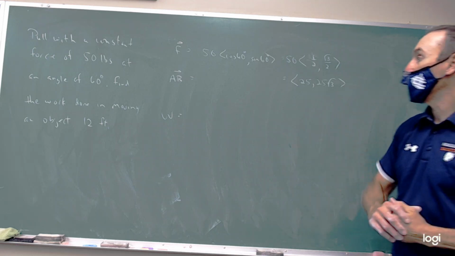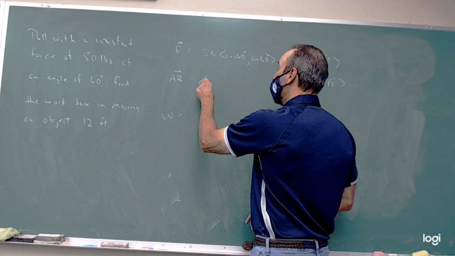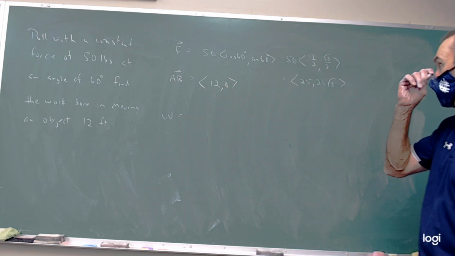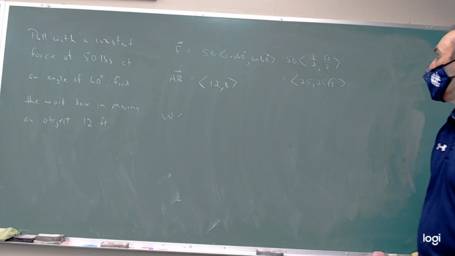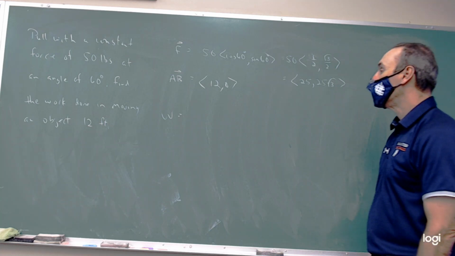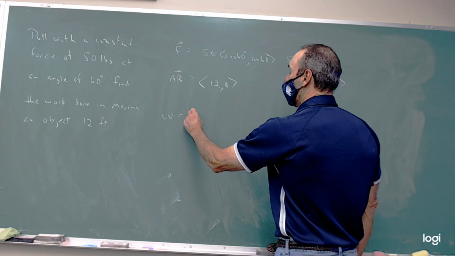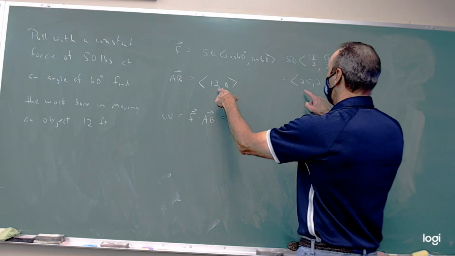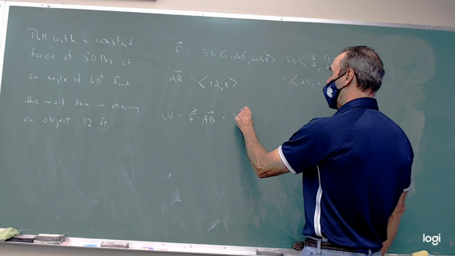What was our vector AB real quick? Isn't it just 12, 0? Oh yeah, and then you want to just dot those. So the work comes in.